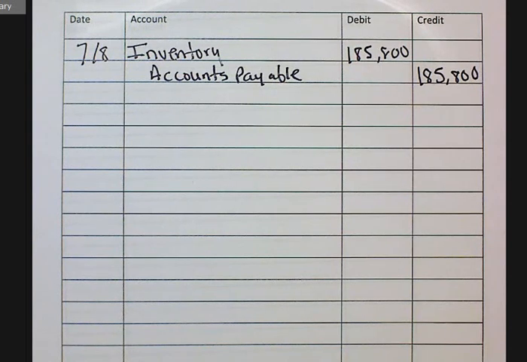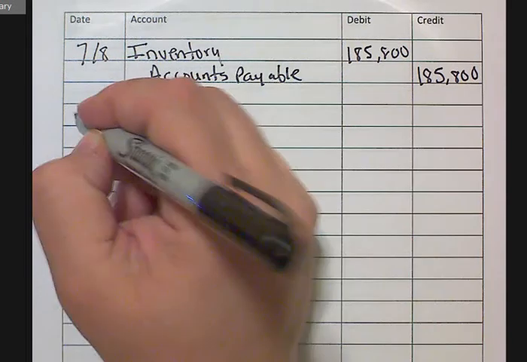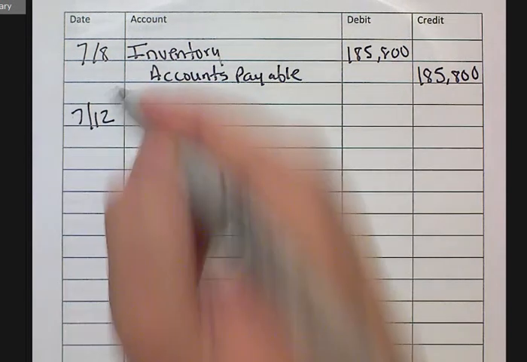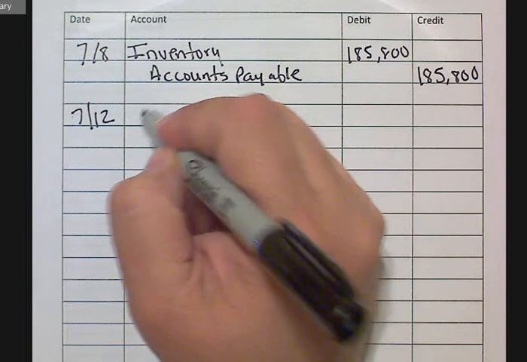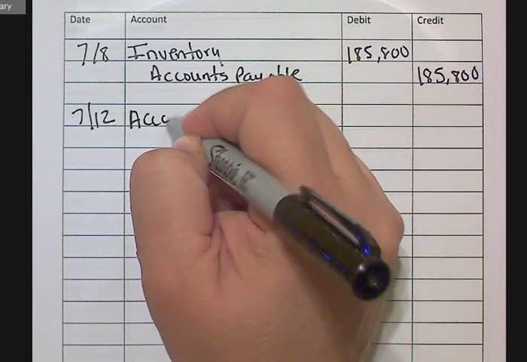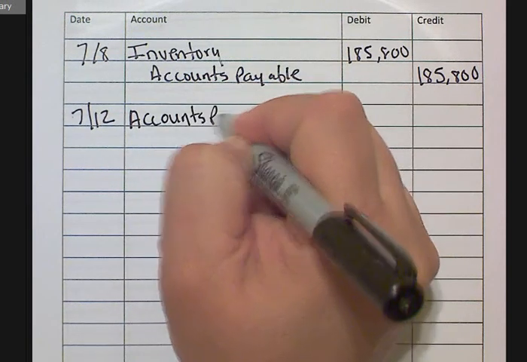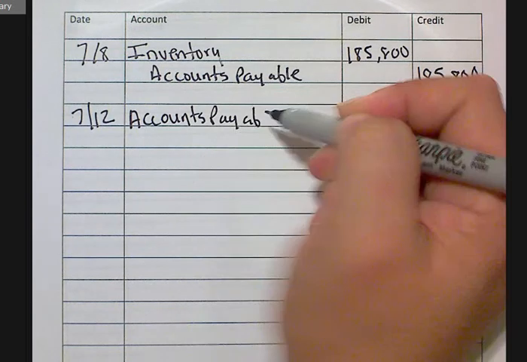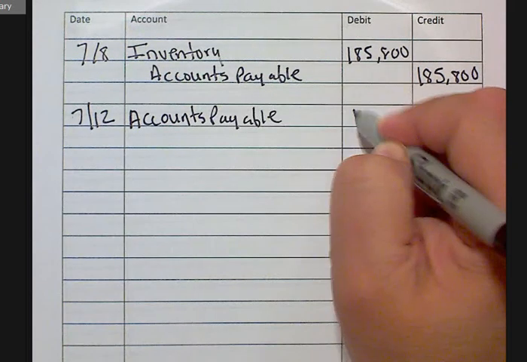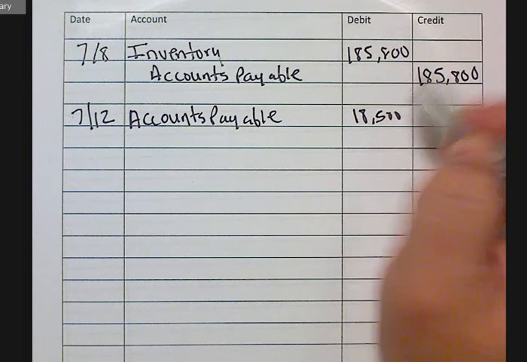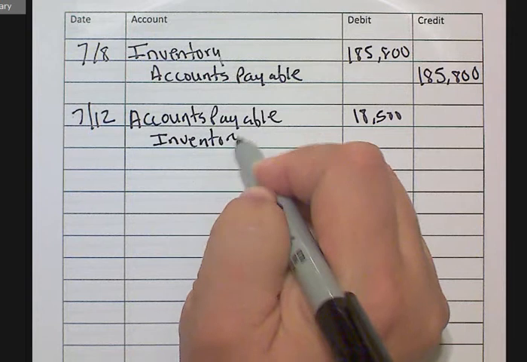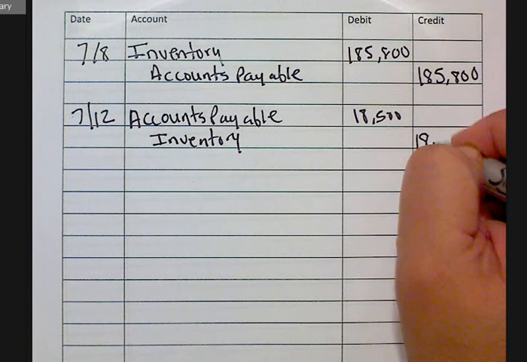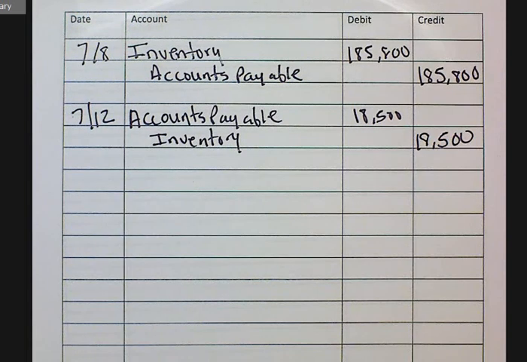On July 12th, KC is going to return some inventory to Mega Bloks due to damage. So we need to take this amount off of accounts payable, and the amount that they return is $18,500. And we're also going to reduce our inventory account by that amount by crediting inventory $18,500.